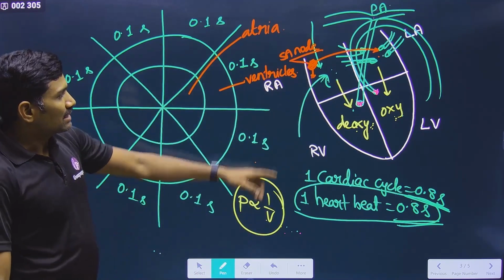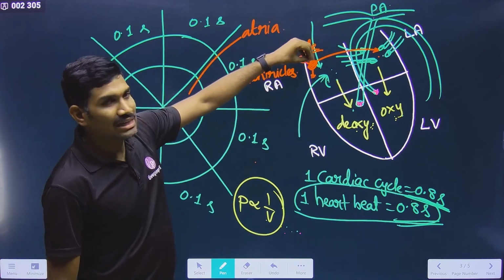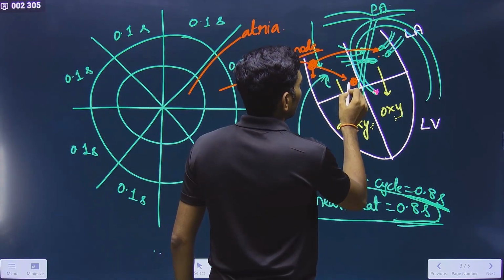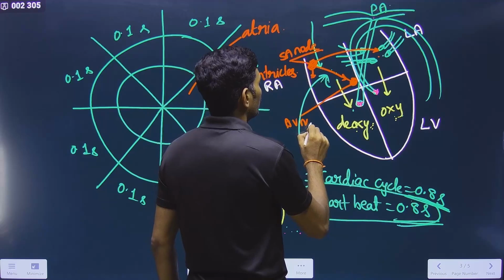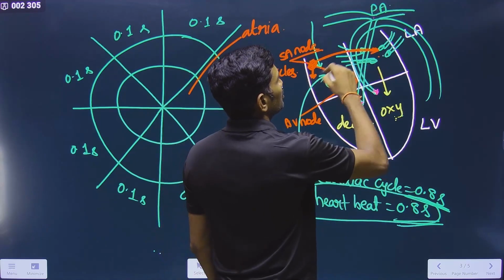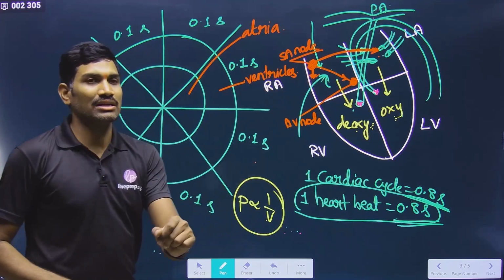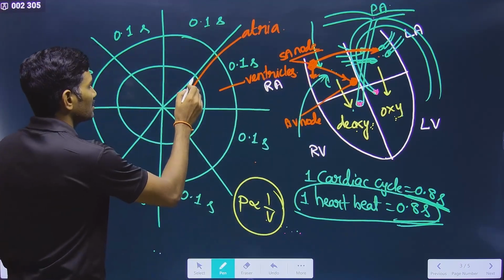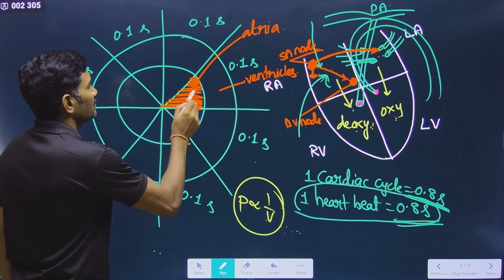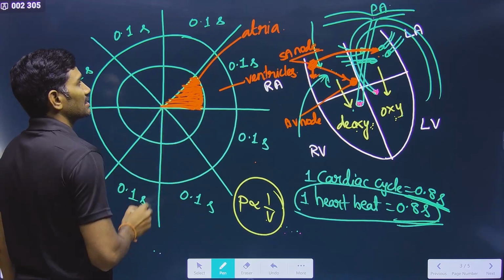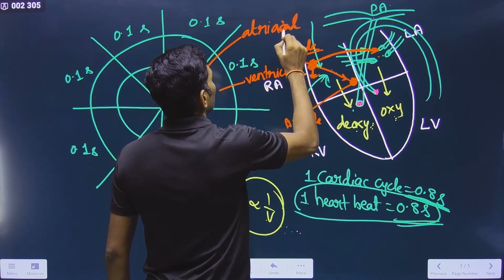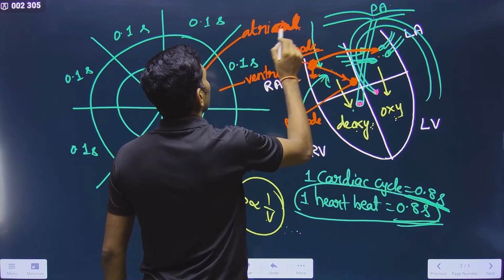But here please understand, when SA node is generating impulse, and when it is sending it to AV node, this is the AV node. Meanwhile, what is happening? The information is distributed to atria, and atria will undergo contraction. So only atria will undergo contraction. This is the atrial contraction.